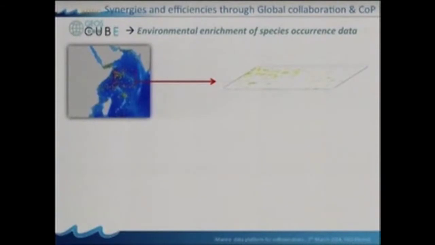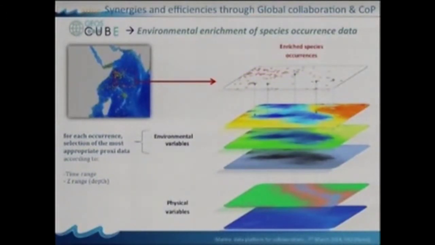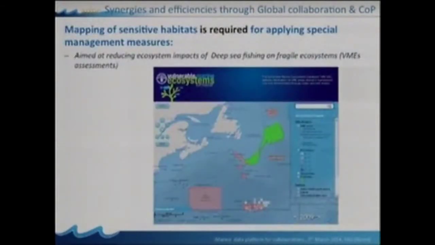You have your species occurrence data, and by bringing into the data processes environmental variables and physical variables, you can again associate for each occurrence the most appropriate proxy data according to the rules that you define, the time range, the depth range, and in other words, you enrich your occurrence data with additional variables, and you can then convey that to statistical algorithms that will, again, for example, make you capable of defining biodiversity or species habitats.